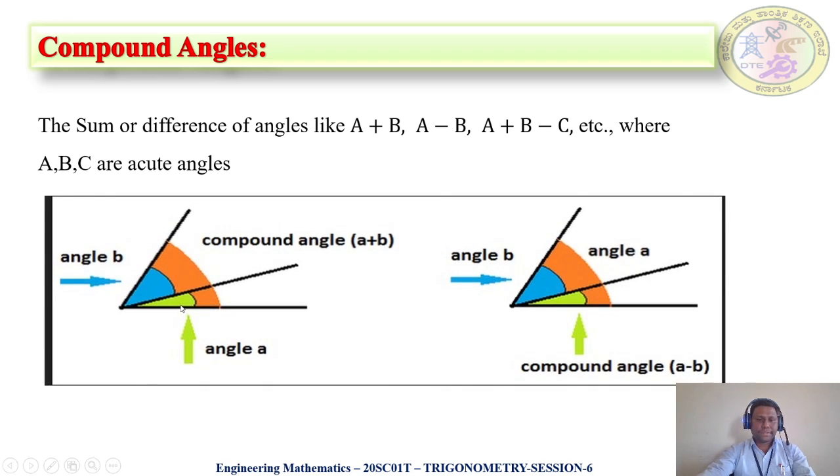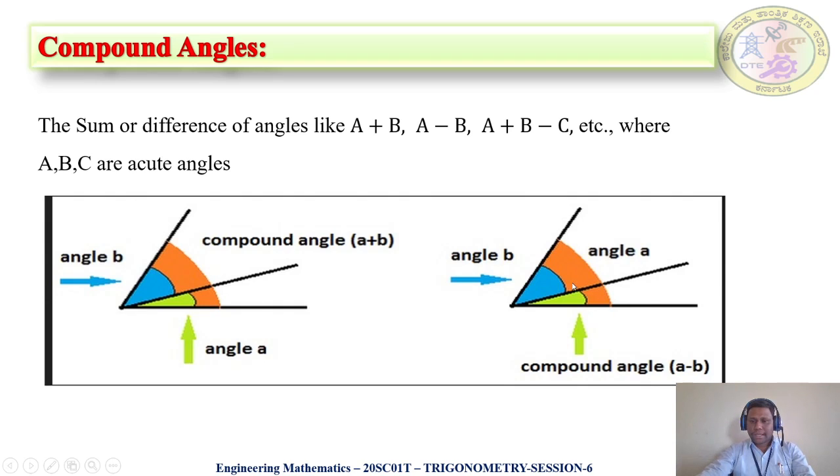Here you can observe this angle in yellow color is angle A. This angle in blue color is angle B. Then if you take the compound angle here, that is the sum of these two angles, that is A plus B. So here the compound angle is A plus B. We are adding A and B, so we are getting the compound angle A plus B.